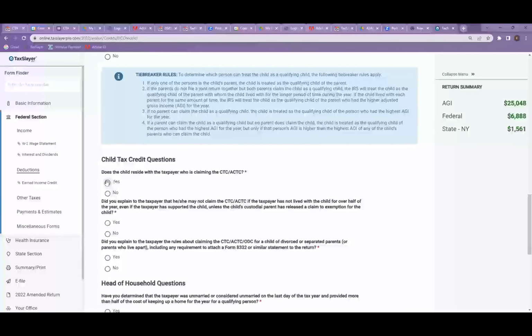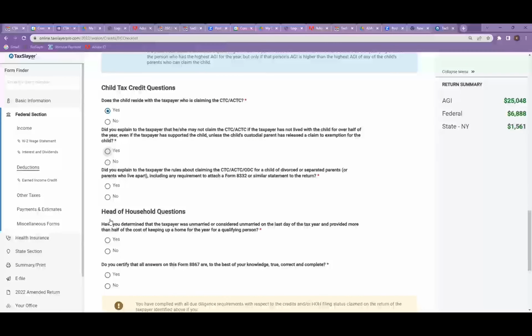Okay. So did the child reside with the taxpayer who's claiming the child tax credit? Remember the outline about the child tax credit, an additional credit that April might get based on the age of the qualifying child, et cetera. Did the child reside with the taxpayer? Yes. Did you explain to the taxpayer that she may not claim the child tax credit? The taxpayer did not live with the child for over half a year.